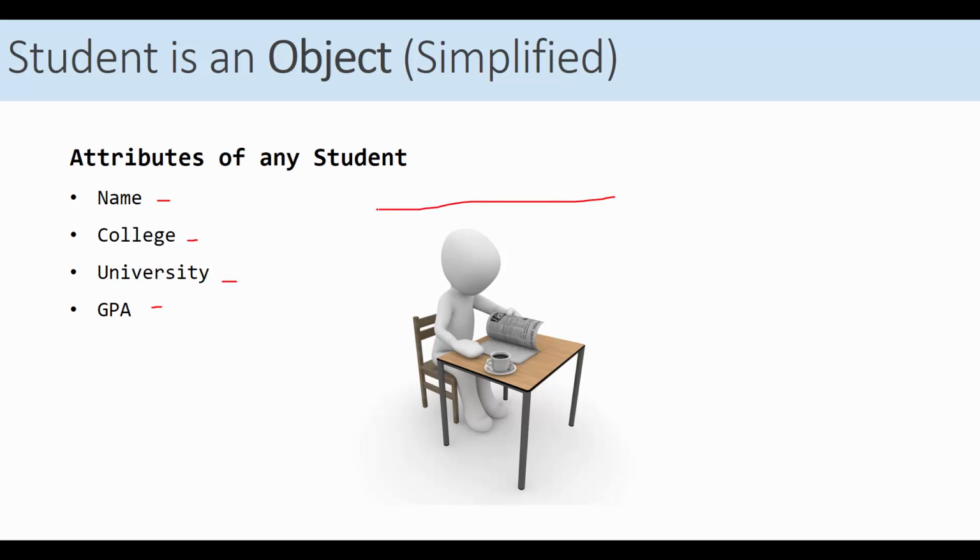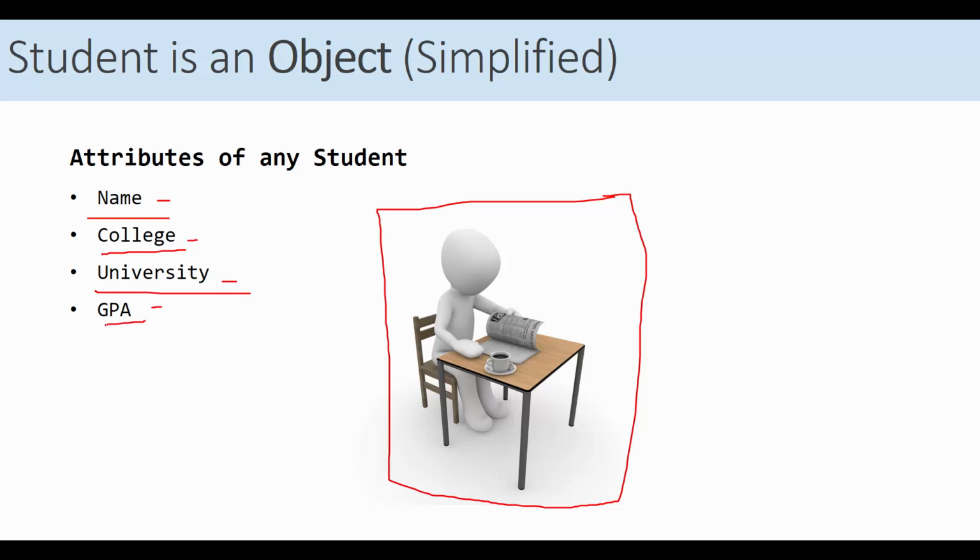This is a student, but not a specific student, not a particular student. In general, this is an abstract, a reference, a specification, a blueprint to the way we want to use students in our programs, for example, or in our application. So now we have four attributes: name, most probably is going to be a string, college is also a string, university string, and GPA is going to be a floating point value.